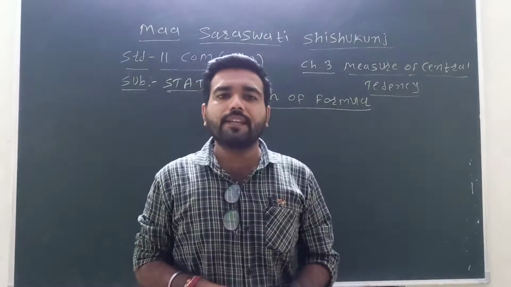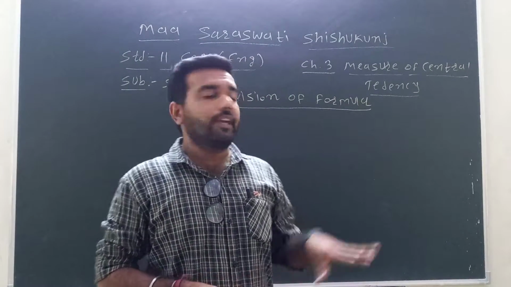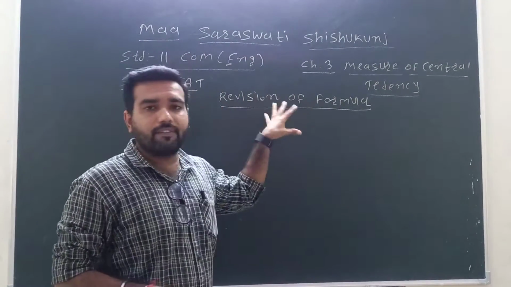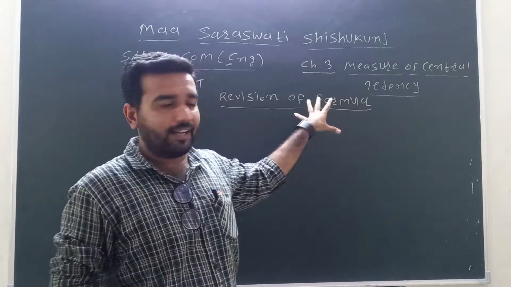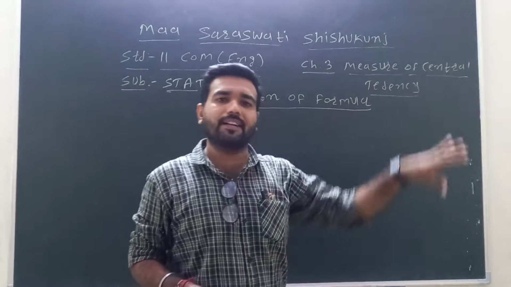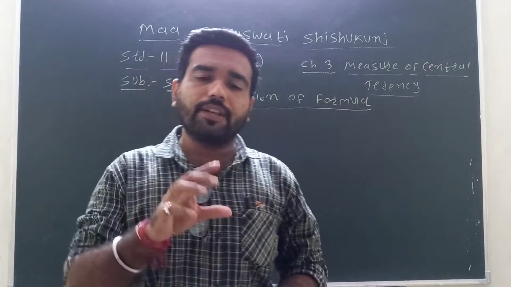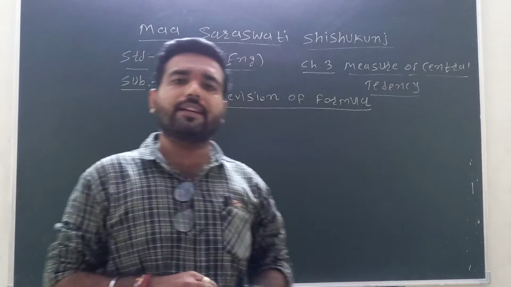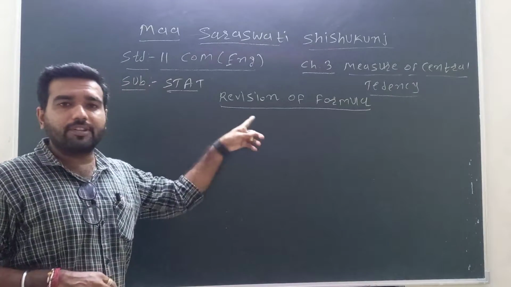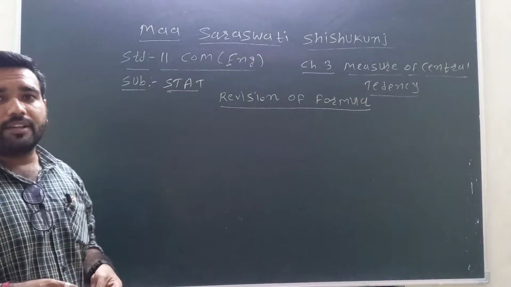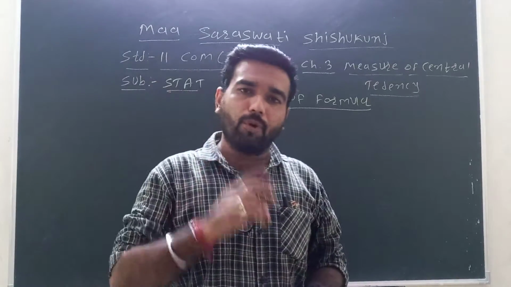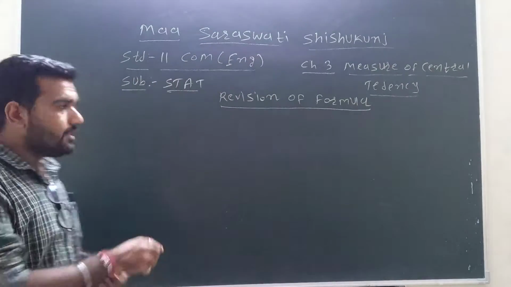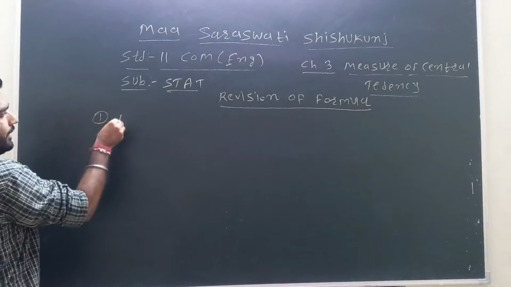Now today in this session, in this video, we have the revision of the third chapter, mainly including the formulas of the third chapter, measure of central tendency. Here we make the revision of the formulas. Mainly included are the mean, median, and mode. So first one is the mean.